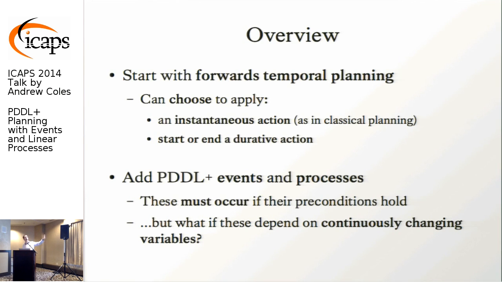Now we took that and we added events and processes from PDDL Plus. Now the big difference between events and processes and actions is events and processes occur if their preconditions are satisfied. You can't control that. But the real interesting research challenge is what if those preconditions depend on continuously changing numeric variables. So if it's just that the process occurs if proposition P is true, then we can look at the state, and in states in which P is true, we can automatically start the process. But the challenge is, what if it depends on a variable V, and we know that V is being modified by some continuous numeric change?